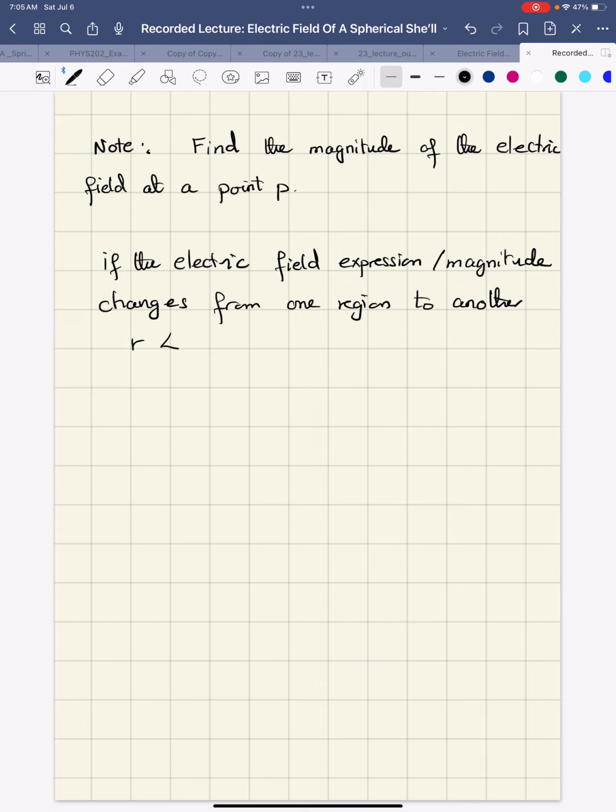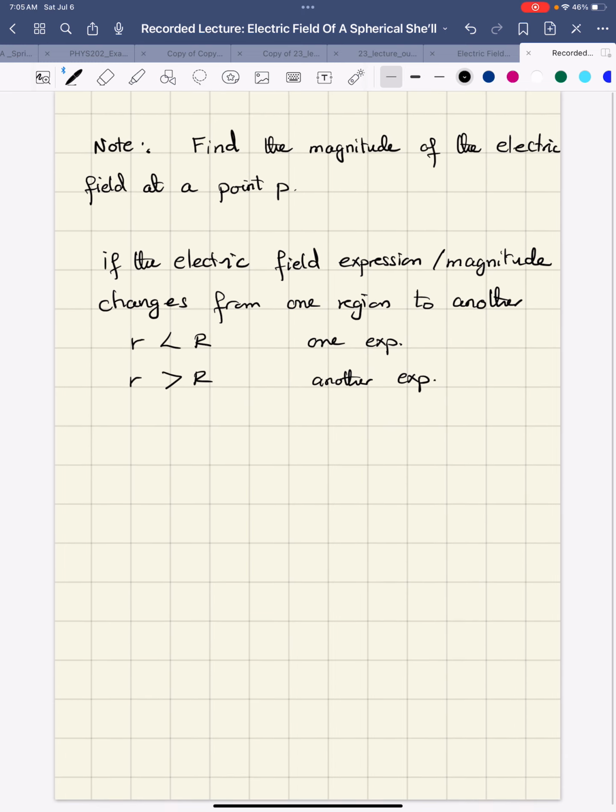Say maybe I want to divide regions. One of them is r less than R, let's say it's a spherical distribution. Then r less than R is going to have one expression or one value, and r greater than R is going to be another expression. Pay attention to this, because the question will not tell you that there are differences. You need to understand this. The example that I'm going to do now is going to clarify this for you.